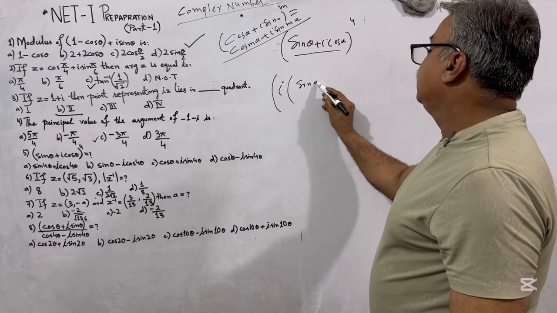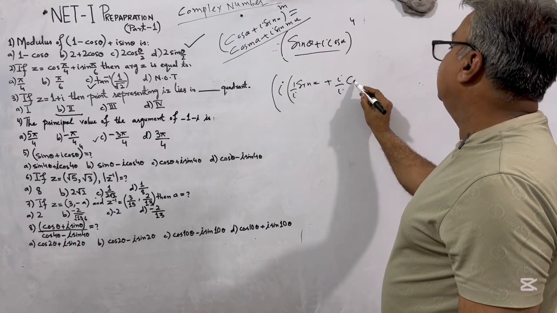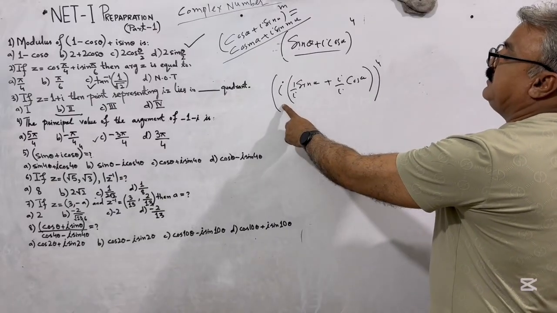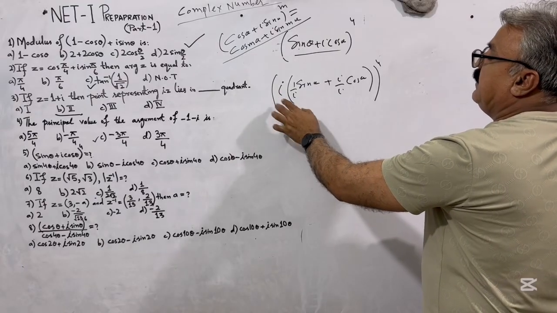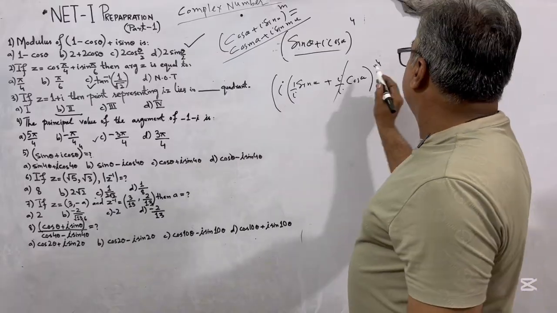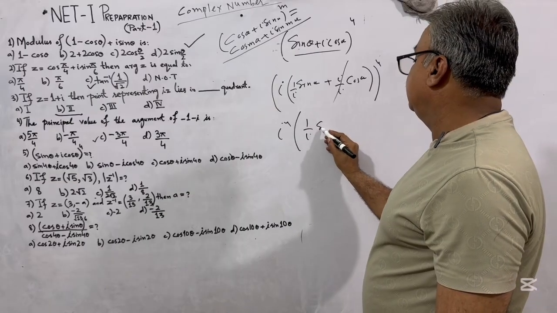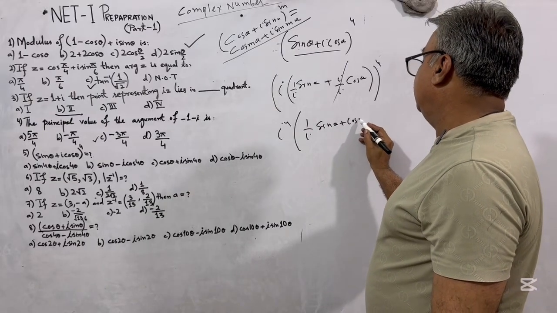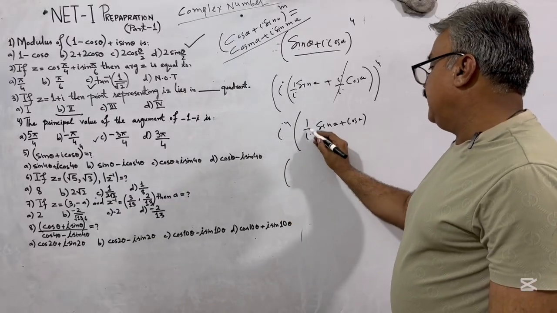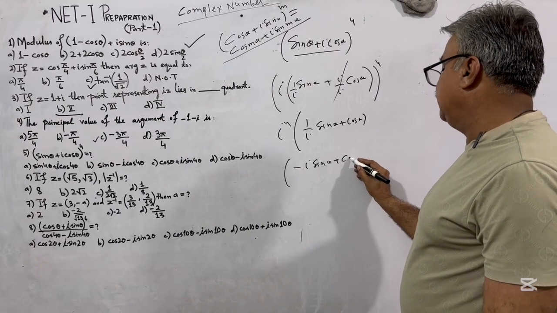I can write 1 upon iota sin theta plus iota upon iota cos theta, overall power 4. I have taken iota common, which means multiplying and dividing by iota. Iota has been utilized here. This power can be given to iota: iota power 4, times 1 upon iota sin theta plus cos theta. Cool. Iota power 4 is equal to 1, it is no more. And we are familiar that 1 upon iota is equal to minus iota.